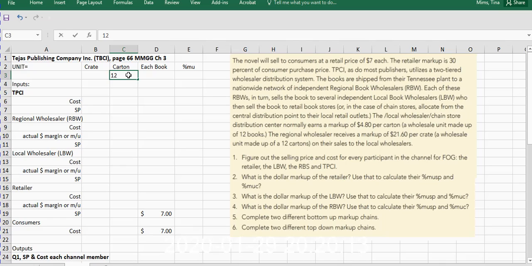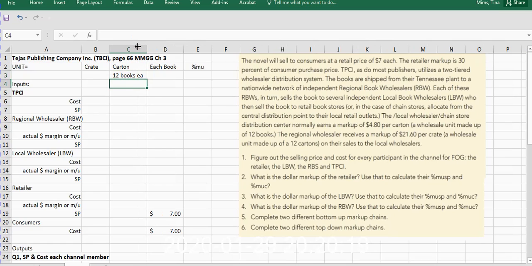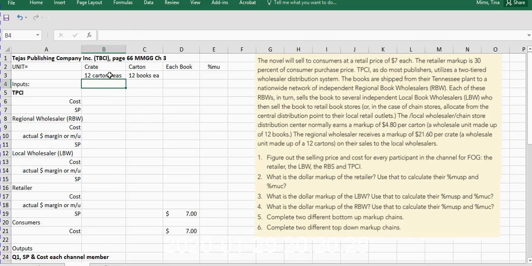So a carton, let's just make a note, is 12 books each, right? Make our column a little bigger there. And then a crate is 12 cartons each. Okay, there we go. Okay, so now we know if we want to get the selling price of the retailer's carton, we're going to take the $7, right? And we're going to multiply it times what? 12, right? Because that's how many books are in a carton.